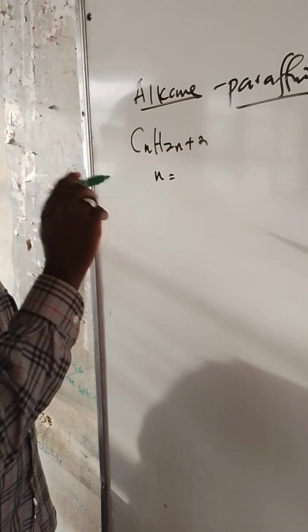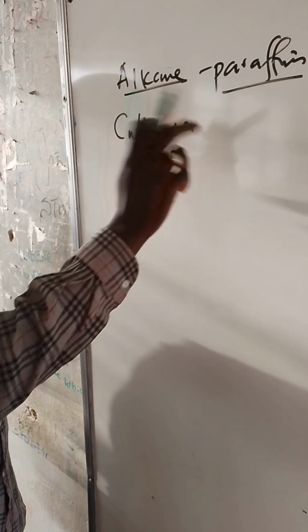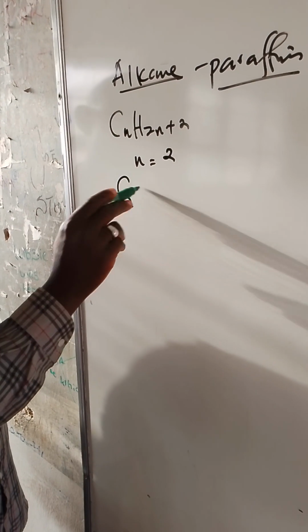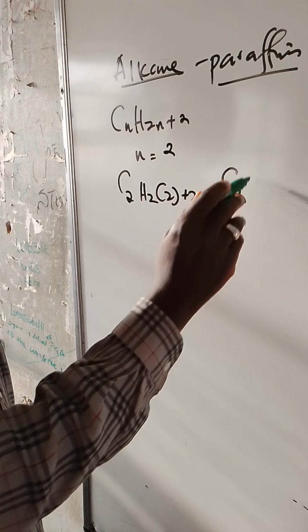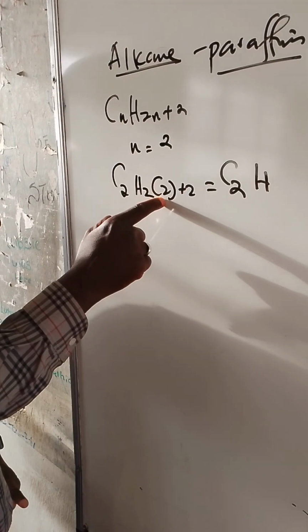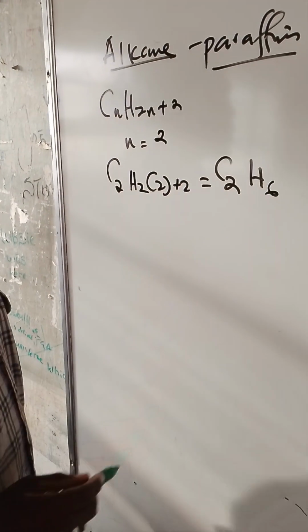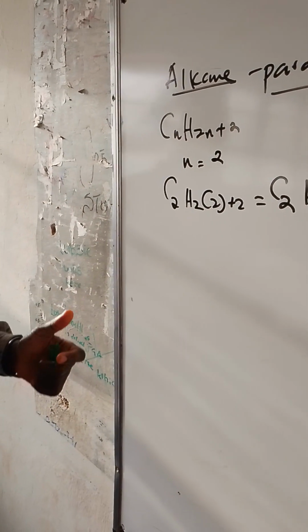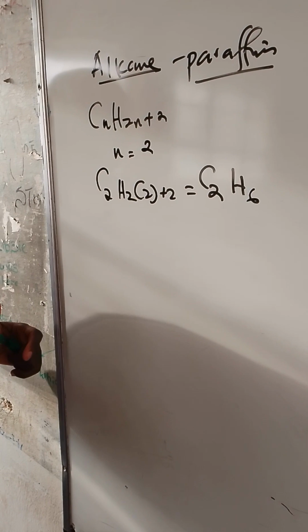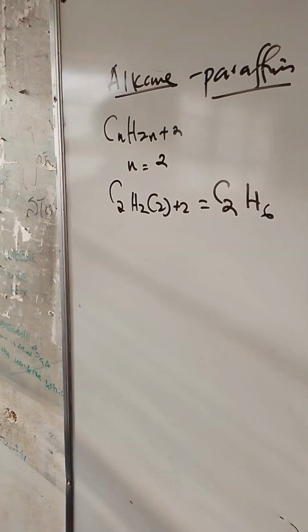For instance, if your n is 2, if you substitute the value into the formula, we have C2H(2 times 2 plus 2), which means C2H(4 plus 2), which is C2H6, as the case may be. And these alkanes, respectively, let's talk about the chemical properties of alkanes.